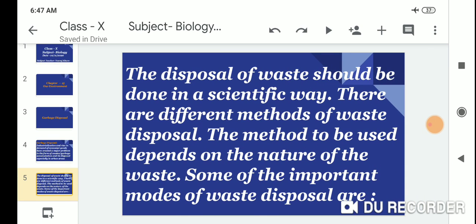The disposal of wastage should be done in a scientific way. There are different methods of waste disposal. The method to be used depends on the nature of the wastage.